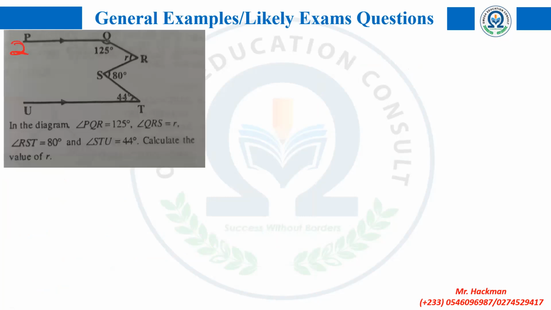In question 2, we are supposed to find the value of R. So we are finding this angle. If you look at this angle critically, you can see that this angle is formed by two transversals meeting inside your parallel lines. So here we have three transversals. Two of them meet here to form the angle R. Two of them meet here to form the angle 80.